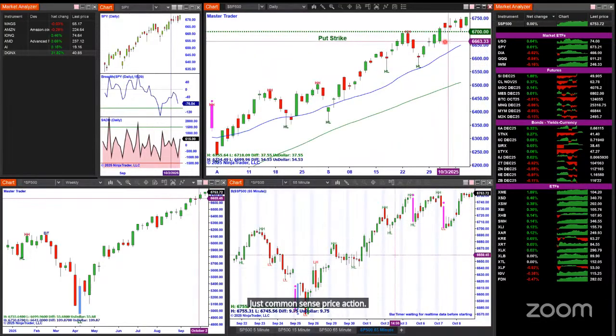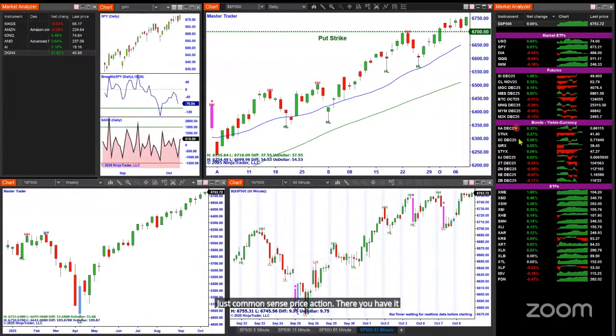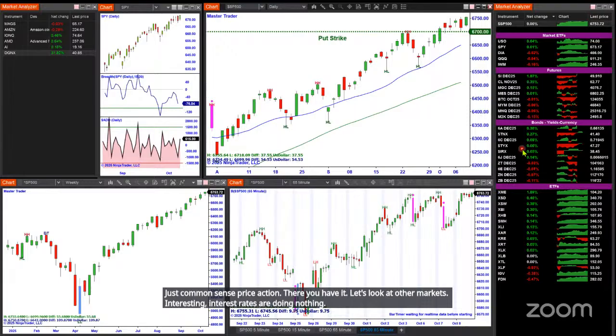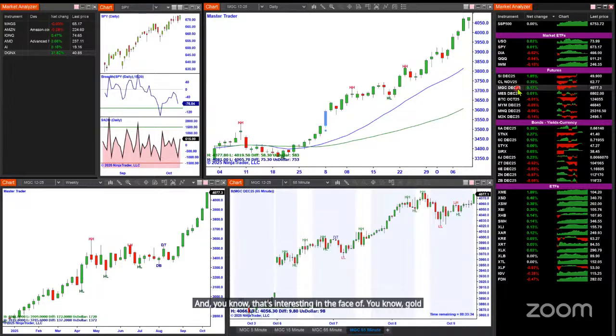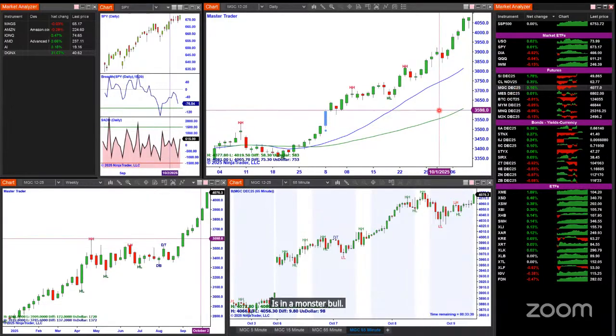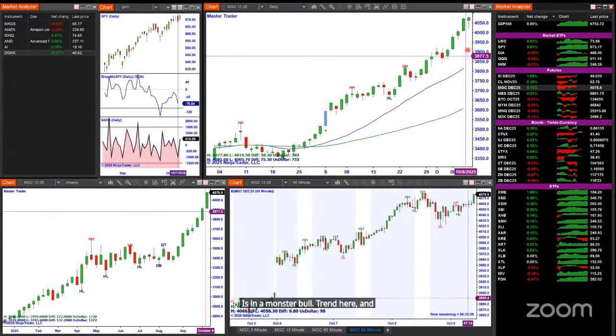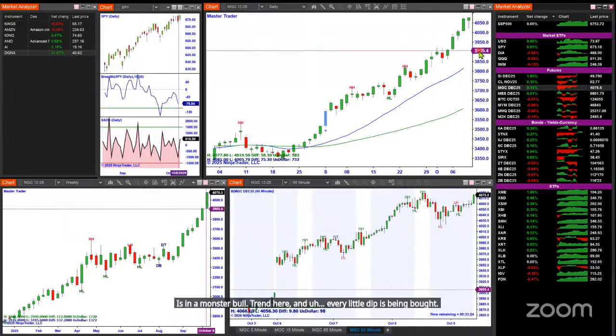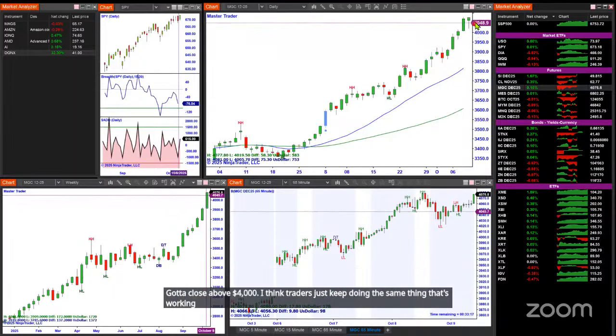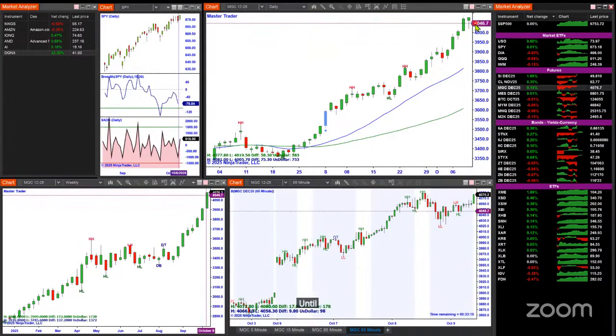So there you have it. Let's look at other markets. Interesting. Interest rates are doing nothing. And that's interesting in the face of gold that just is in a monster bull trend here. And every little dip is being bought. It got to close above 4,000. And traders just keep doing the same thing that's working, buying dips, until it stops working.